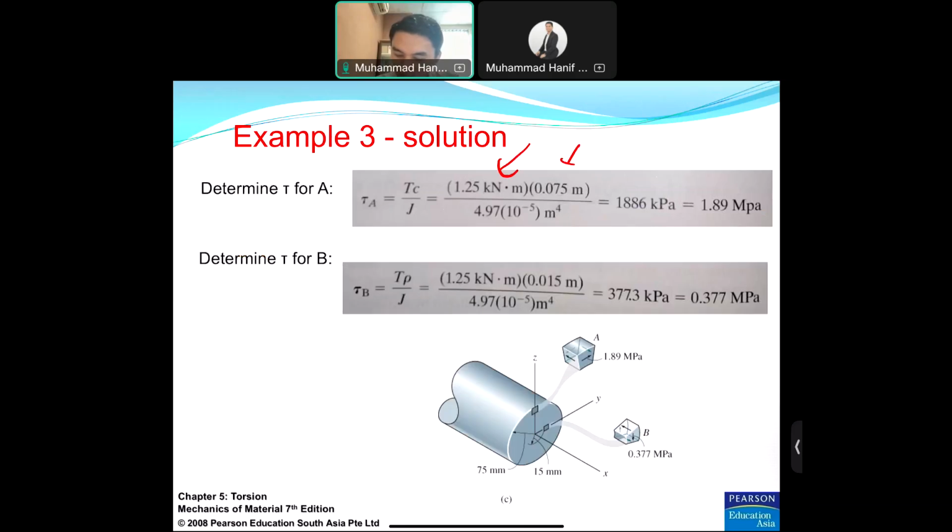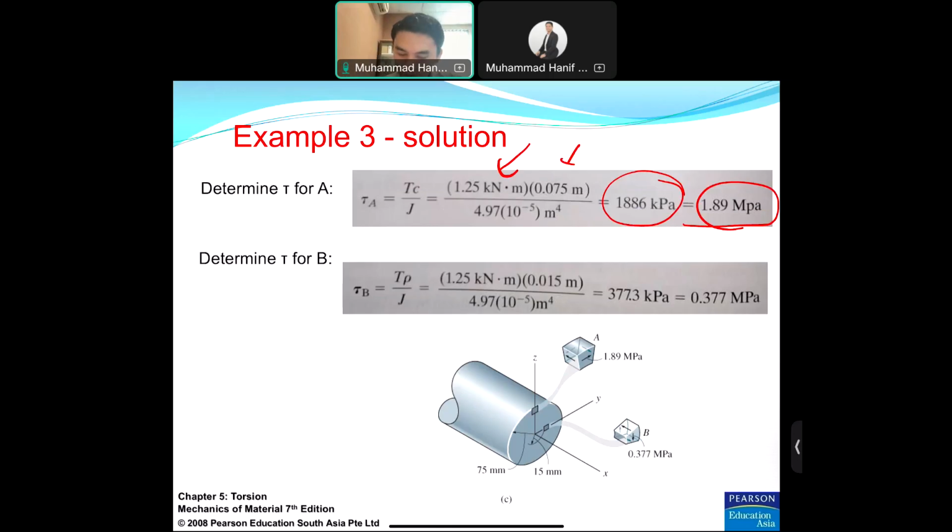Once you have this value, you convert it into MPa. Normally we give the answer in MPa, megapascal, or Pascal, which is the SI unit as well. It doesn't matter. So this is the answer for tau A. For tau B, the only difference is the R.